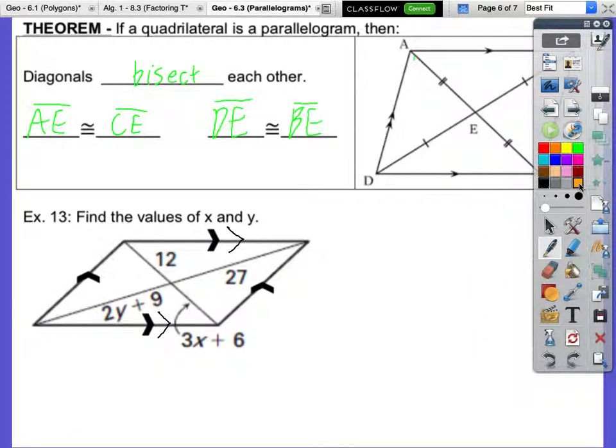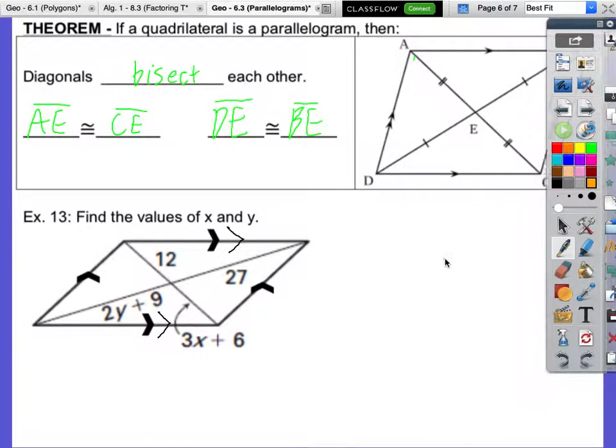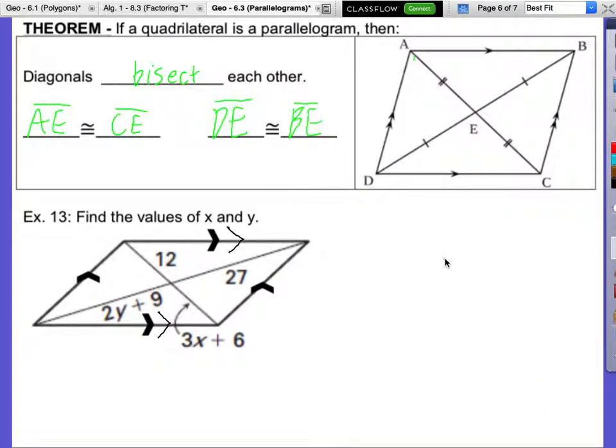I love that. Okay. Raise your hand if you want to help me with X. Kaylee Broderson. The 12 and the 3x is not congruent, then you just set them equal to each other. And then you subtract 6. And then that equals 6. And then 3x divided by 3. Dang, because the diagonal is bisected.